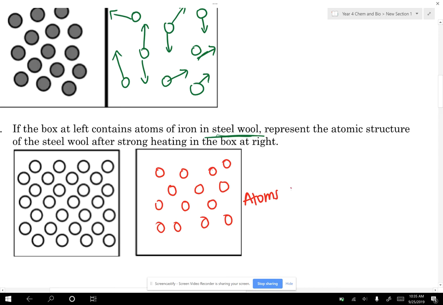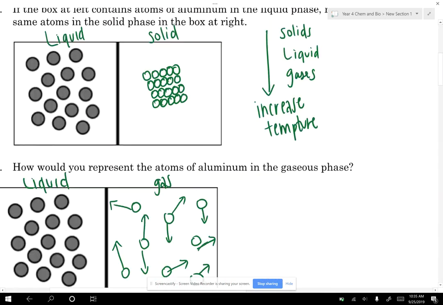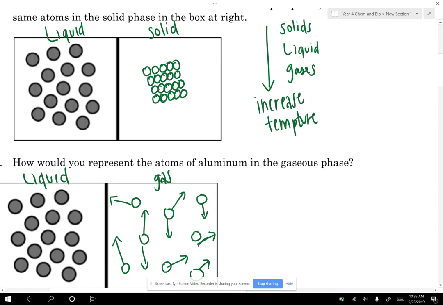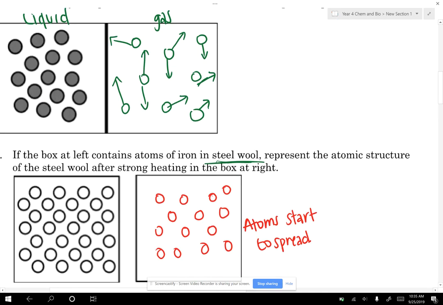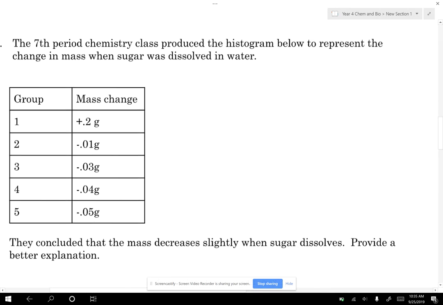For this one, the main thing is that your atoms start to spread. They start spreading out a little bit. They don't really go into a liquid phase, but the atoms are a little more spread out and not as clumped together when heating, because you're getting closer and closer to the liquid. You're not at the liquid, but you're getting closer to it.